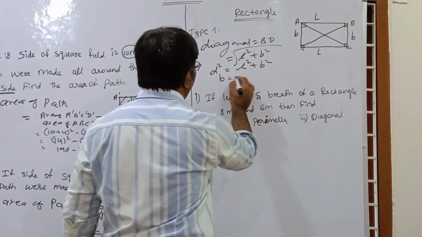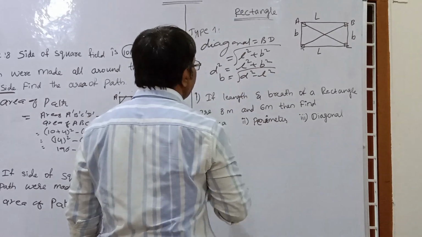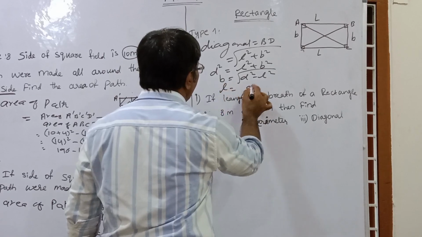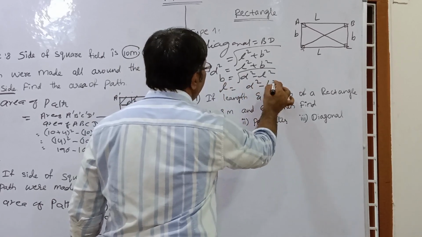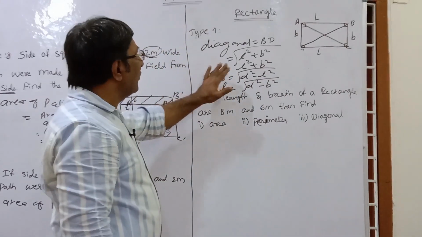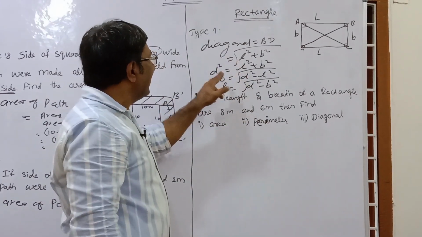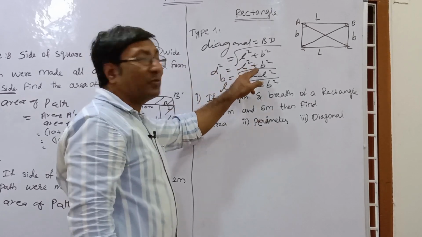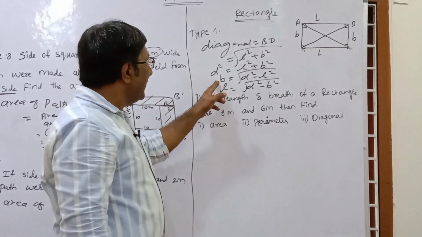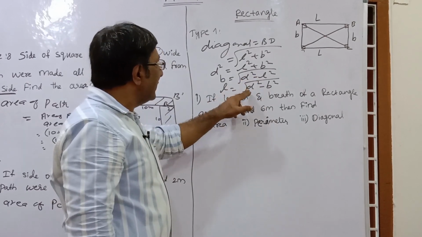That is, breadth equals the square root of diagonal square minus length square. In the same way, if diagonal is given and breadth is given, we can find length. Length equals the square root of D square minus breadth square. So again, this is the master formula. Diagonal equals the square root of length square plus breadth square. Squaring both sides, we get diagonal square equals length square plus breadth square. When any two of these three are given, we can find the third one. So B is the root of D square minus L square, or L is the root of D square minus B square.